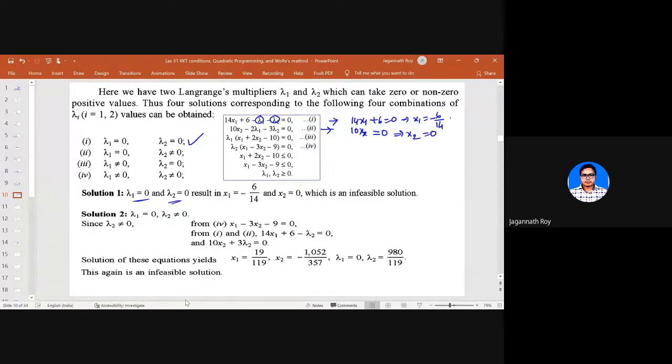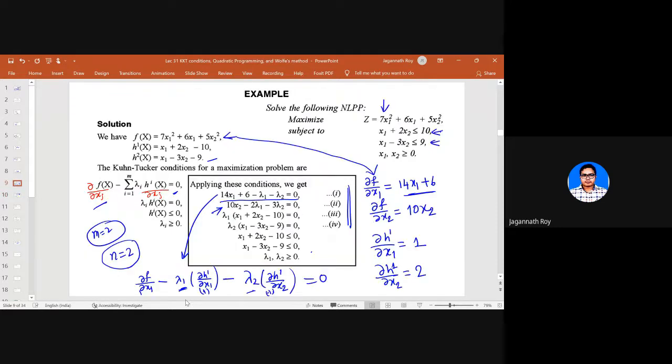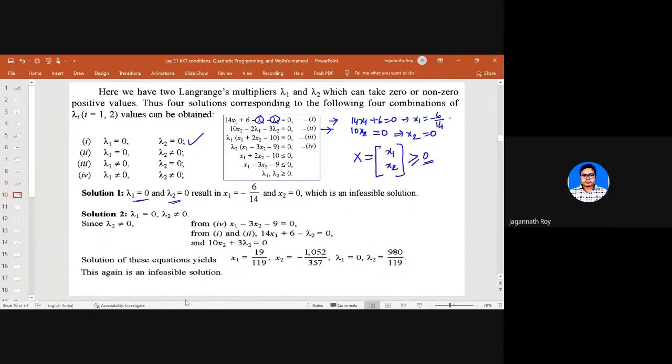Is it a feasible solution? No, because we have x1 and x2 greater or equals to 0. So this is not a feasible solution here. So the first case that both are 0 is not considered as a feasible solution. So they cannot give the feasible solution.